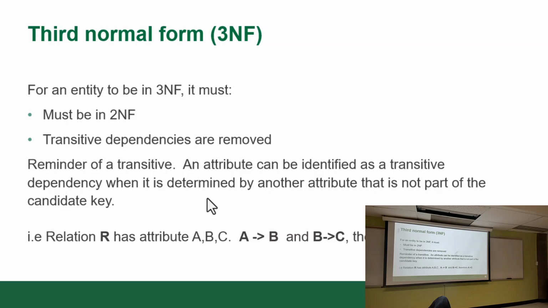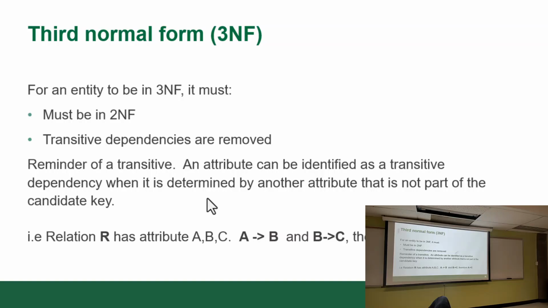Transitive dependencies are removed. Now, what is a transitive? An attribute can be identified as transitive when it's determined by another attribute that is not part of the candidate key. So relation R has attributes A, B, and C. A determines B, and B determines C, therefore A determines C, correct?